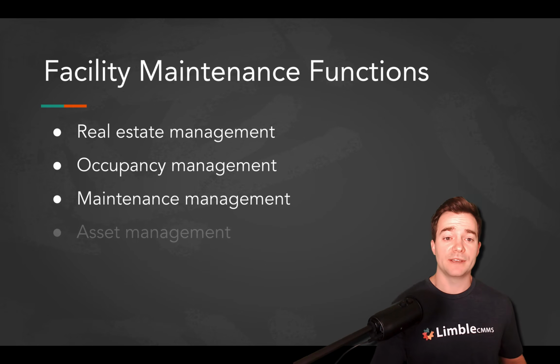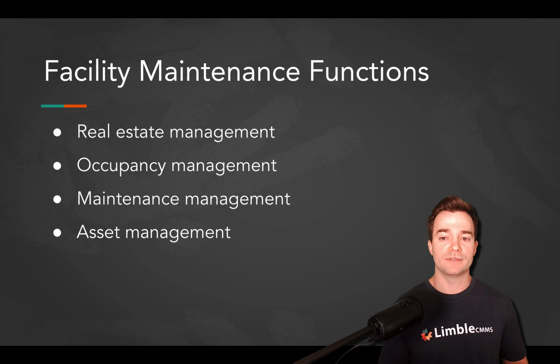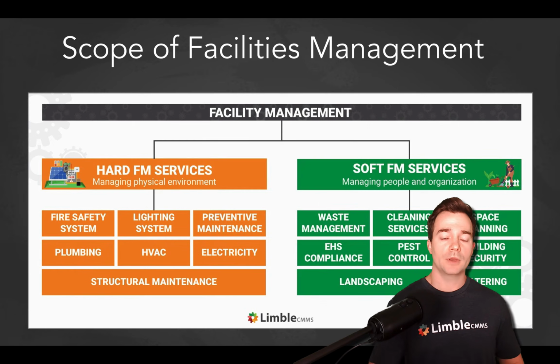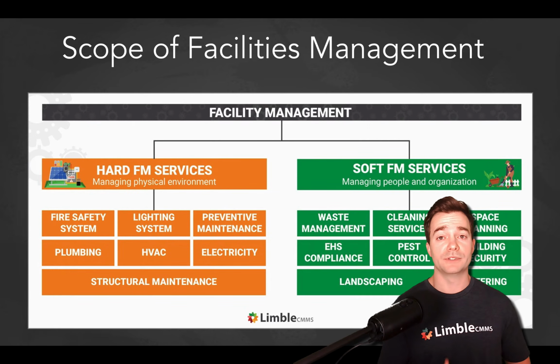We have asset management, which covers assets, condition monitoring, and other activities involving the building's equipment. And we have financial and performance management, which involves budgeting and reporting, as well as building systems, which covers buildings' energy systems and automation systems. And here we'll talk about the scope of facilities management.